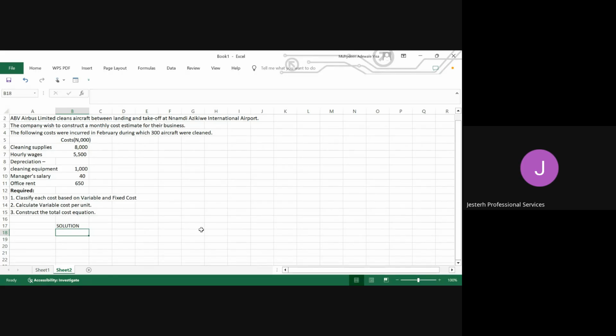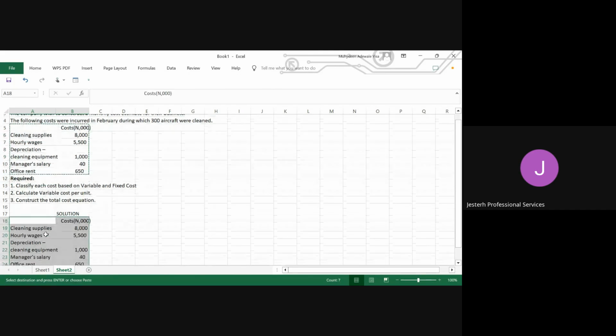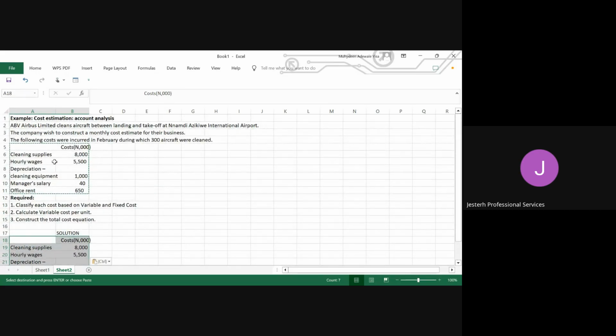Now, what we are going to do now, let me just copy all this down and paste it here. Okay. Now, let me just read. They say ABV Airbus Limited clean aircraft between landing and takeoff at Nnamdi Azikiwe International Airport. The company wish to construct a monthly cost estimate for the business. The following costs were incurred in February. This is just a month. In February, during which 300 aircraft were cleaned.